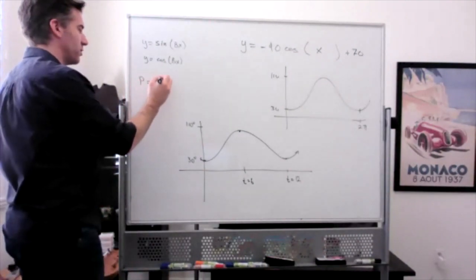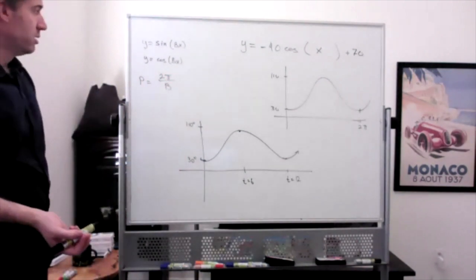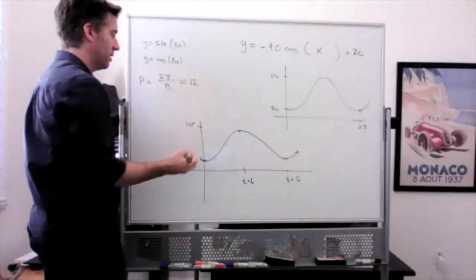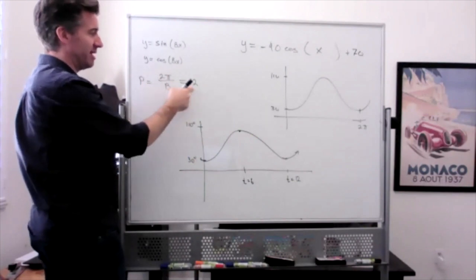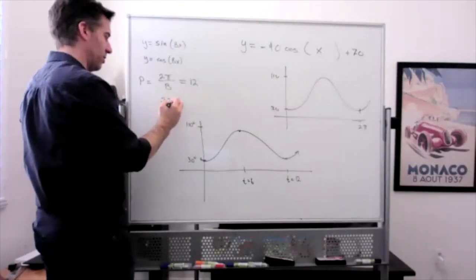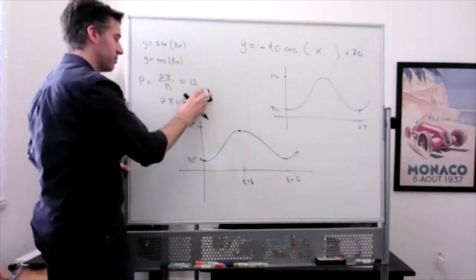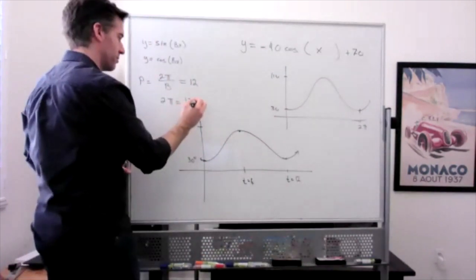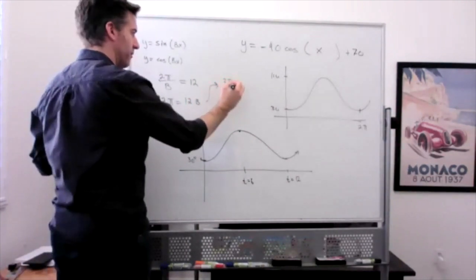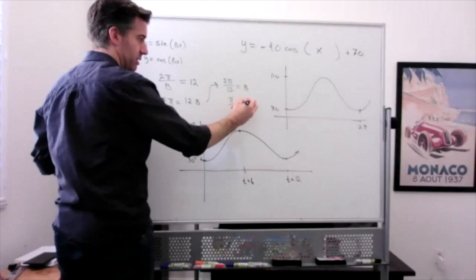The period is equal to 2 pi divided by b. So if I want the period to equal 12, then I can set 2 pi divided by b to be equal to 12 and then solve for b. Multiplying both sides by b, I get 2 pi equal to 12 times b. And then dividing both sides by 12, I get 2 pi divided by 12 equal to b. Or reducing that fraction, pi divided by 6 equal to b.